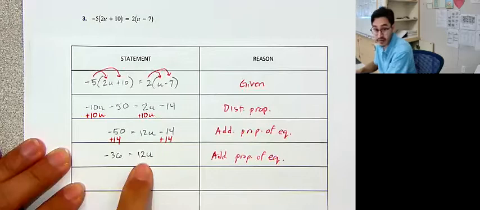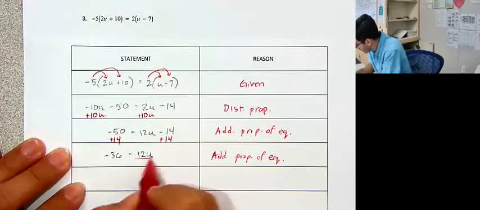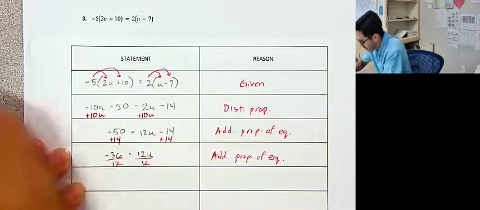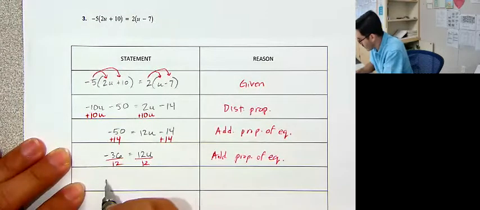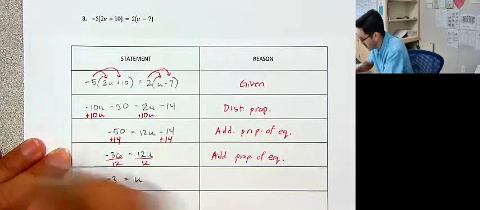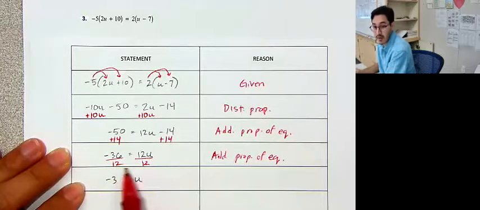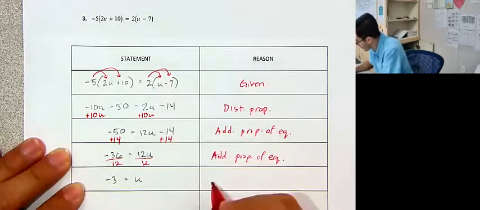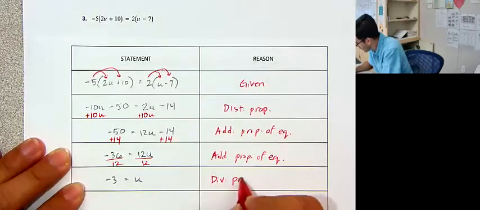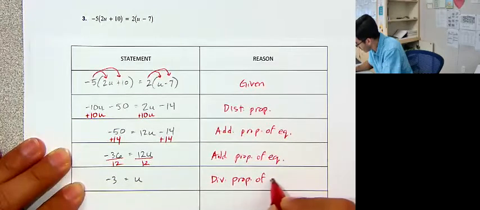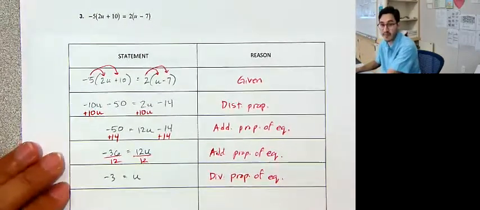All right, and now I need to divide by 12. So the solution will be negative 3 equals u. The last step I took was a division step. So that's the division property of equality.